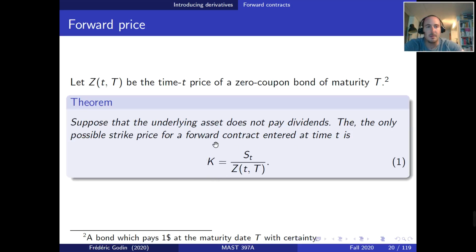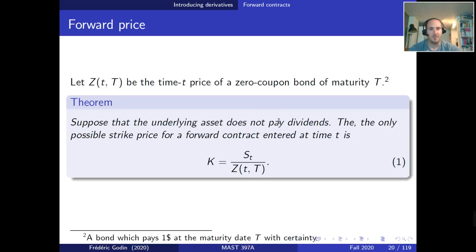The strike price must be equal to S small t, the value of the underlying asset at time small t when both parties agree on the forward contract, divided by Z small t capital T, which is the price of a zero coupon at time small t, the time at which the forward contract is entered, for a zero coupon maturing at capital T, which is the maturity date of the forward contract or the date at which the underlying asset will be exchanged for the strike.